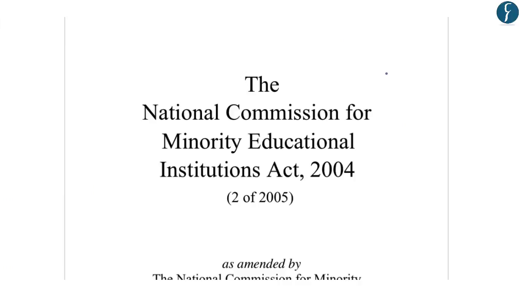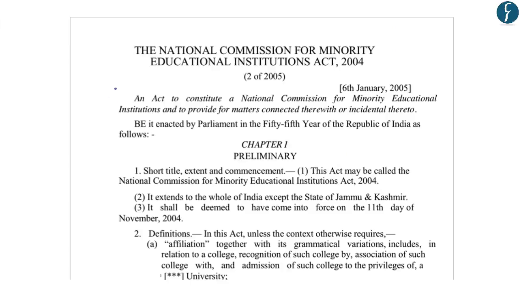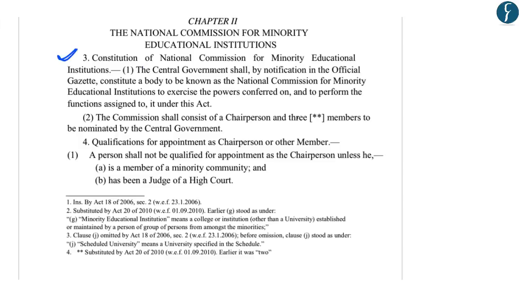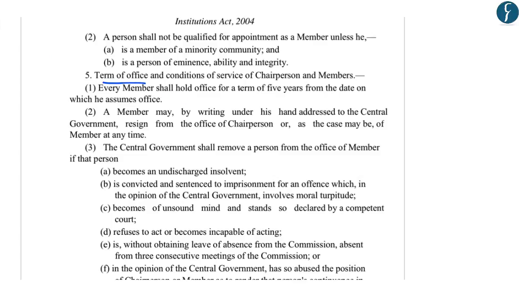Here we see that the National Commission for Minority Educational Institution was established by the National Commission for Minority Educational Institution Act 2004. The aim and objective of the Act says that it is an Act to constitute a National Commission for Minority Educational Institutions, and section 3 particularly talks about constitution of such Commission by the central government. It says that the commission shall consist of a chairperson and 3 members to be nominated by the central government. Qualifications are, a person shall not be qualified for appointment as chairperson unless he is a member of a minority community and has been a judge of the High Court. As far as terms of office are concerned, every member shall hold office for a term of 5 years from the date on which he assumes office.